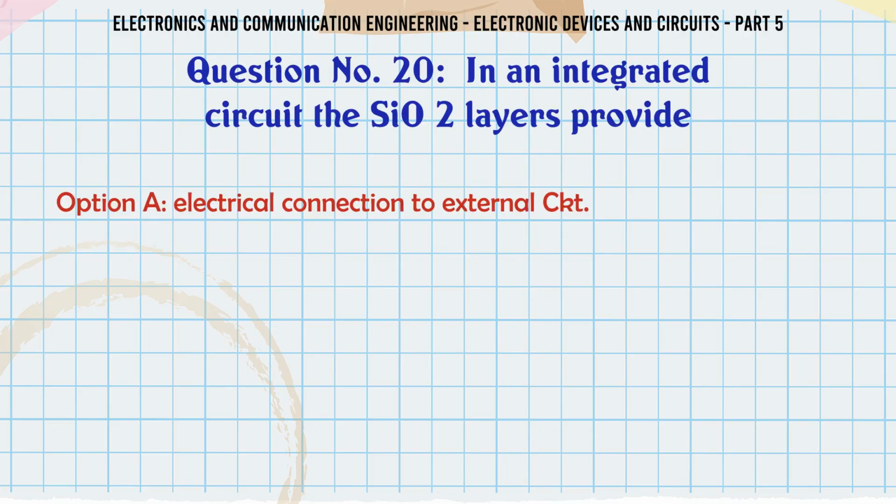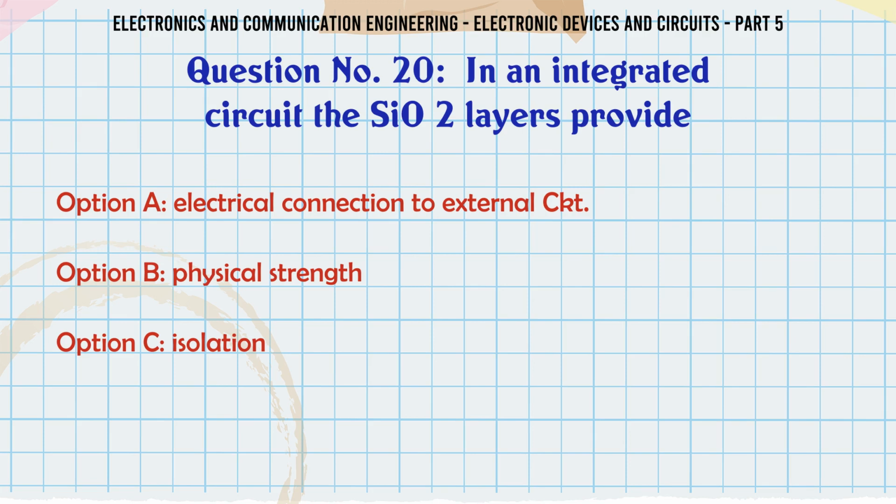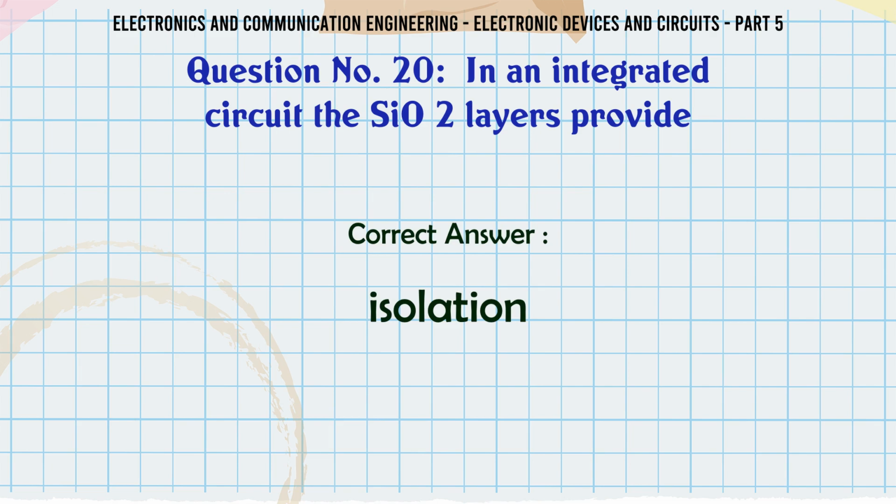In an integrated circuit, the SiO2 layers provide A: Electrical connection to external circuit, B: Physical strength, C: Isolation, D: Conducting path. The correct answer is isolation.